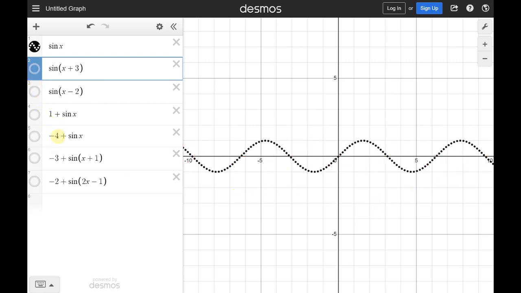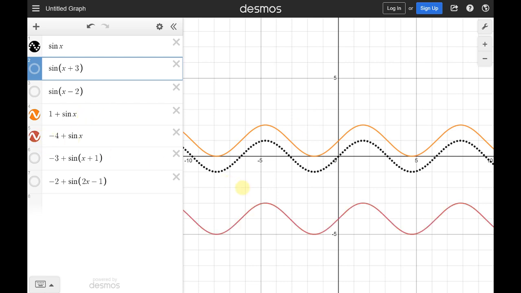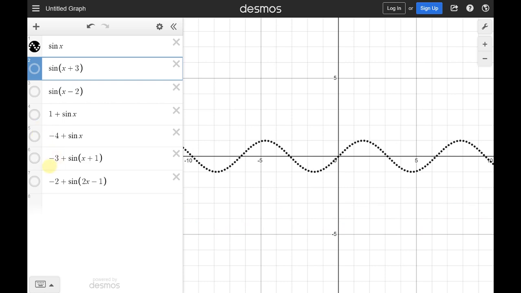So what about if I have a number outside of the function? If I have 1 plus sine of x, what does that do? That literally pushes the function up 1. Versus if I have something like negative 4 plus sine of x, look at what happens. Now that pushes the function down 4. That is what's known as a vertical shift or a vertical translation. It's literally the same graph, just moved up or down. And you can, of course, combine these. If I have negative 3 plus sine of x plus 1, just notice what happens. This still looks like the graph of sine, right?